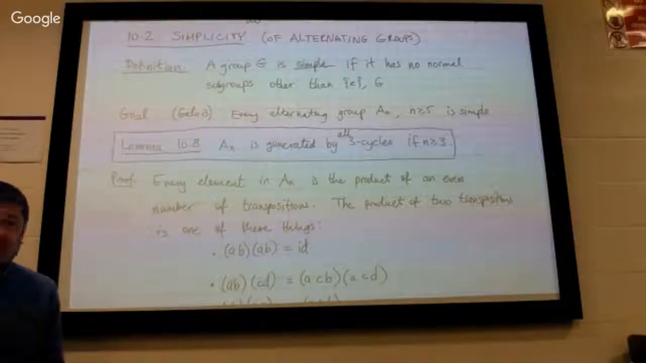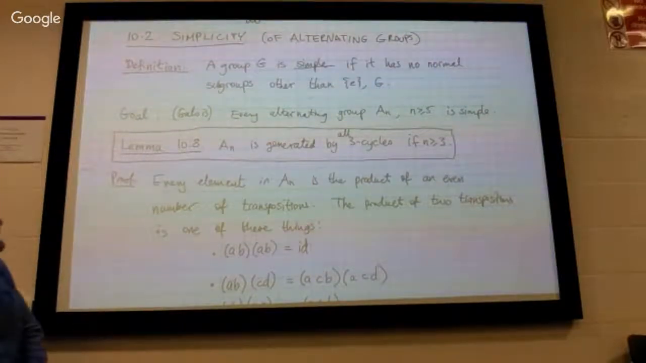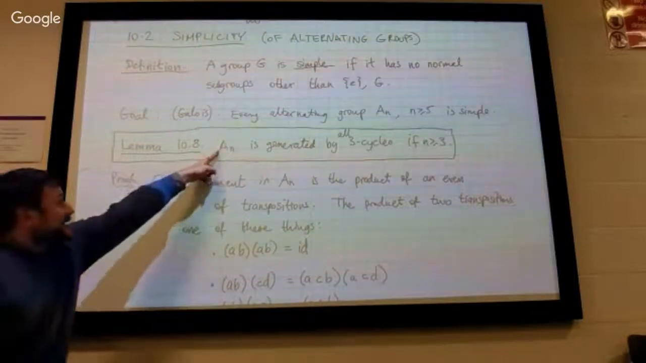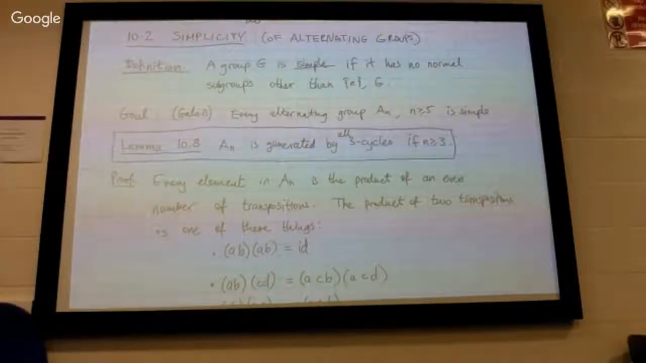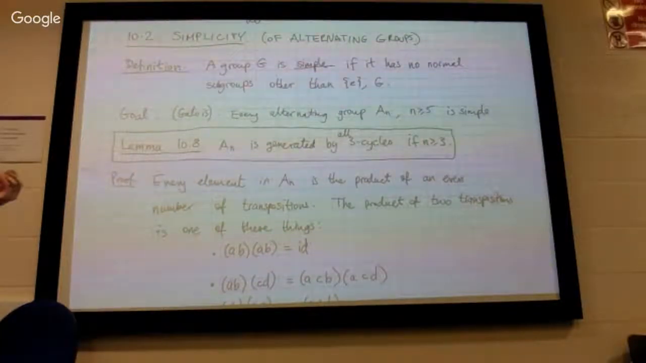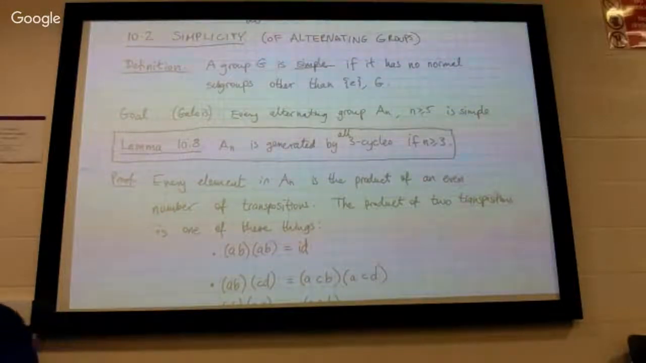What we're doing is trying to prove that A_n, the alternating group of permutations of n elements, the even permutations, is simple. And simple means that it has no normal subgroups other than, of course, the one-element subgroup and the whole group itself. They're always normal, but those are trivial, so they don't count.